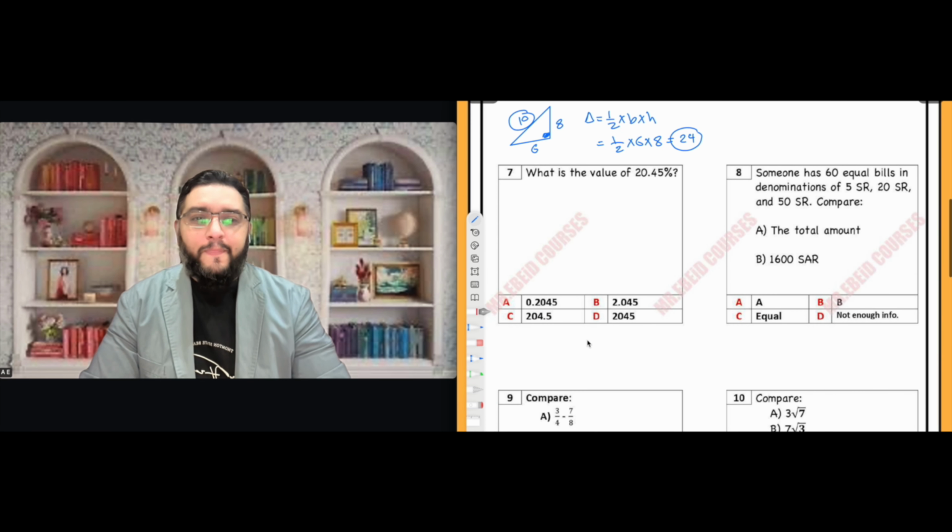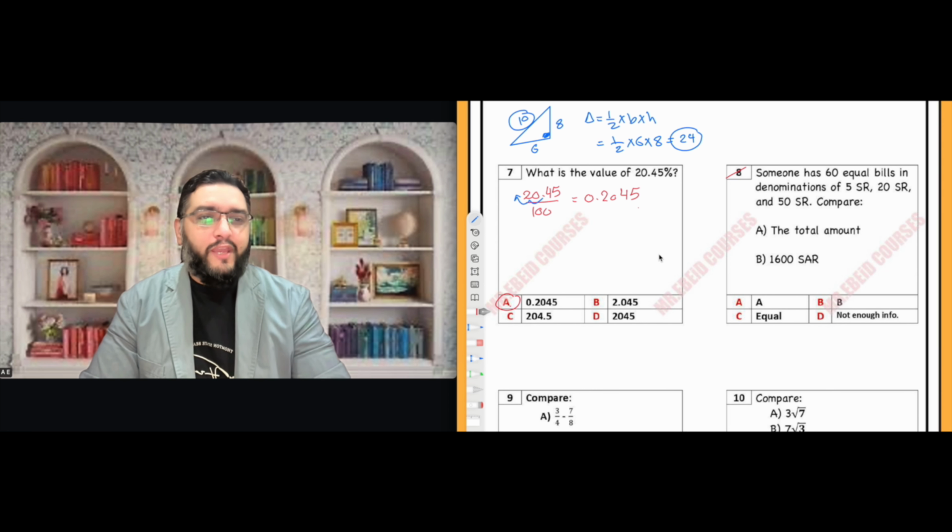Question 7. What is the value of 20.45%? You know that percent means over 100. So it's 20.45 over 100. Dividing by 100, you'll move the decimal point 2 digits in, like this. So the answer is 0.2045. Easy question, which is 8.